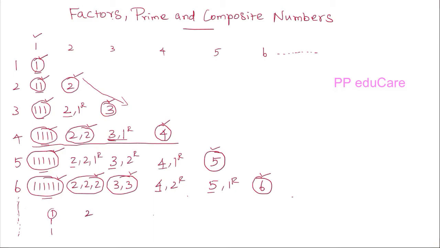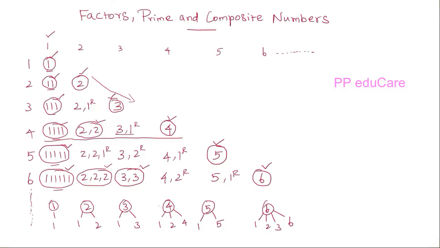The factors of 2 are 1 and 2 itself. The factors of 3 are 1 and 3 itself. The factors of 4 are 1, 2 and 4 itself. The factors of 5 are 1 and 5 itself. The factors of 6 are 1, 2, 3 and 6 itself. This is only for understanding what is happening in the factorization of numbers. For bigger numbers, it will take more time.